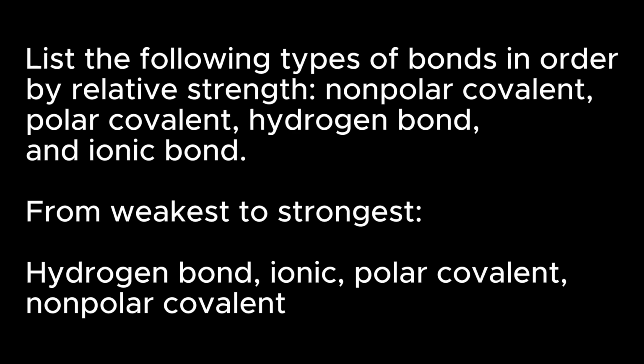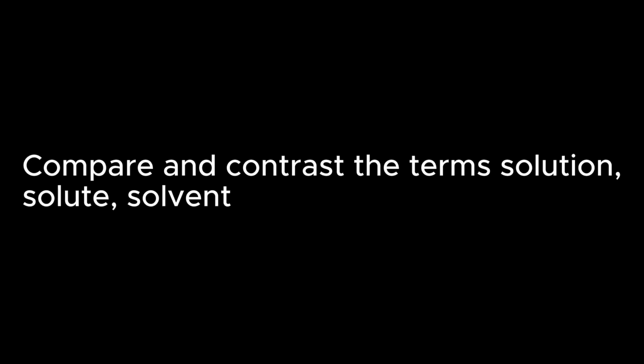List the following types of bonds in order by relative strength: nonpolar covalent, polar covalent, ionic, and hydrogen bonds. Compare and contrast the terms solution, solute, and solvent. A solute is the thing that is being dissolved. A solvent is the thing that is doing the dissolving. And the solution is when the solute and the solvent are uniformly distributed.